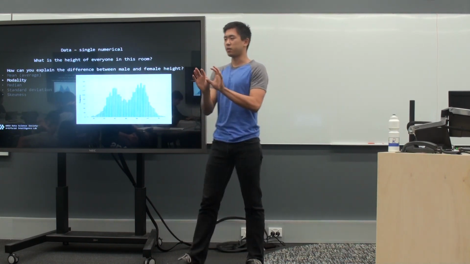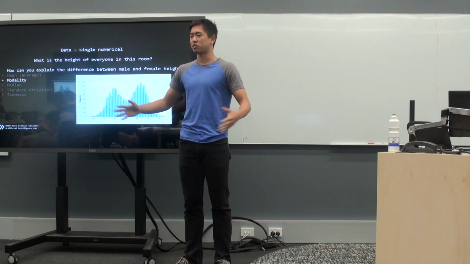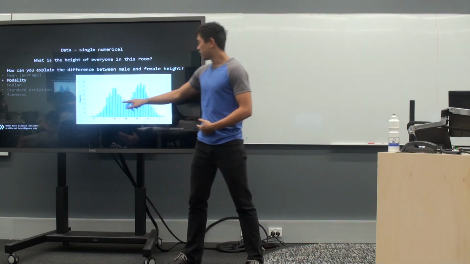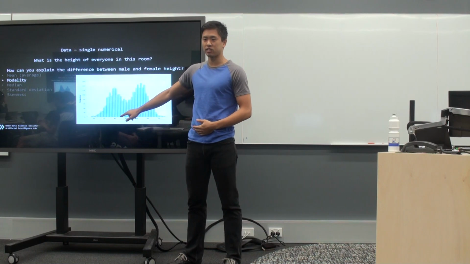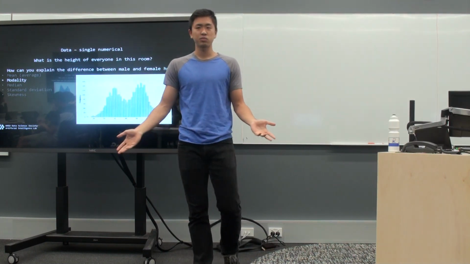So instead of splitting by male and female, if I just take the distribution of height in this room, it could end up looking like a bimodal distribution, because there'll be a cluster of female heights around the lower peak and a cluster of male heights around the upper peak.